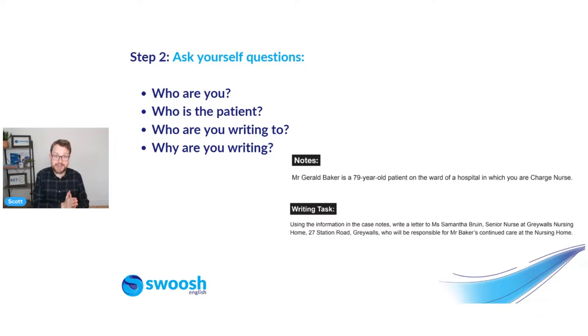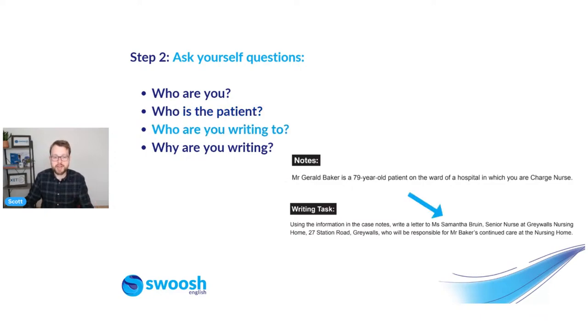And it will help you guide yourself to writing the appropriate letter at the very beginning. Okay, so let's identify the answers to these 4 questions with these case notes here. So, who are you? Well, as identified in the case notes, you are the charge nurse. So your role is a nurse in this particular letter. Who is the patient? The patient is a man called Mr. Gerald Baker, who is a 79-year-old patient of the ward of a hospital. So an elderly gentleman is who you're taking care of.